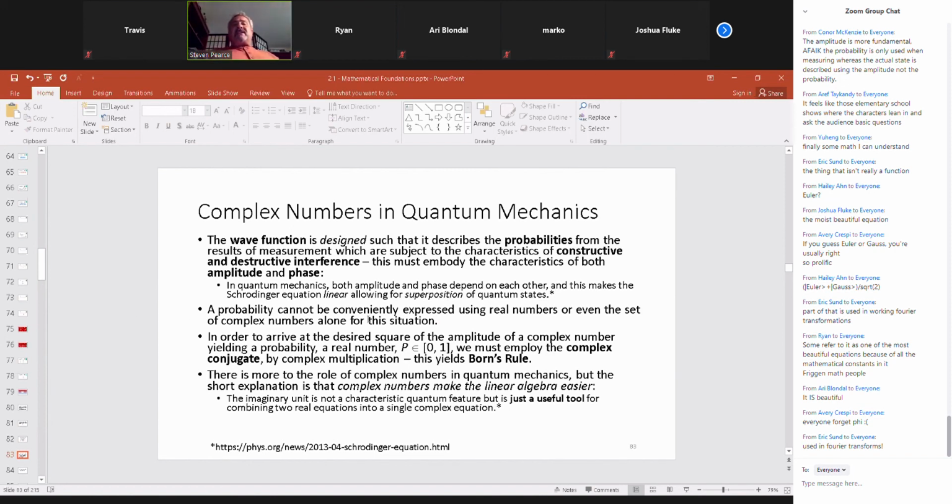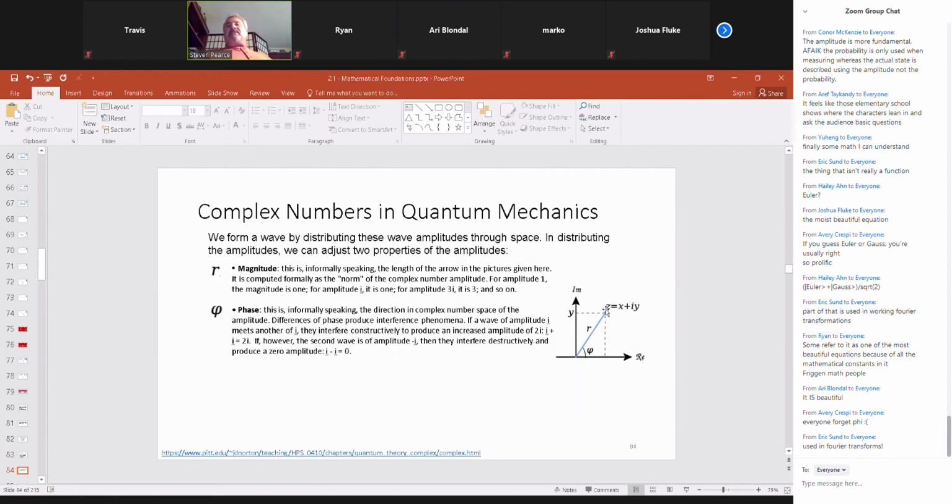A probability cannot be conveniently expressed using just real numbers. It's got to be complex. And in order to do that, we have to have the concept of the complex conjugate. It's not just squaring a complex number. It's because it's a two-dimensional number. In order to make it work properly, you have to have the concept of the complex conjugate, okay?